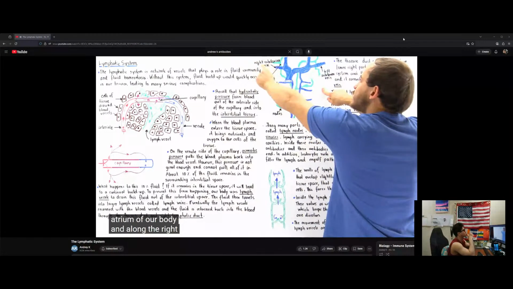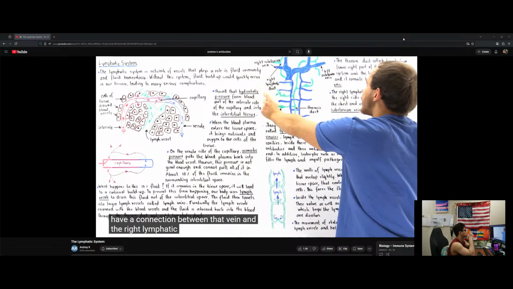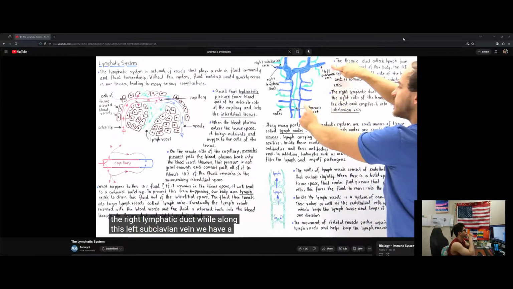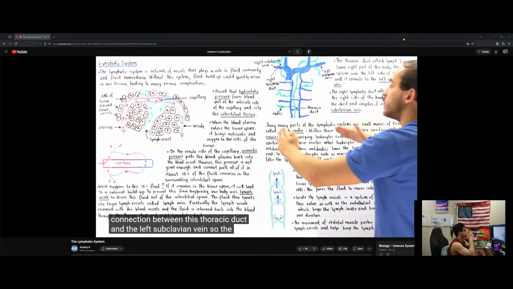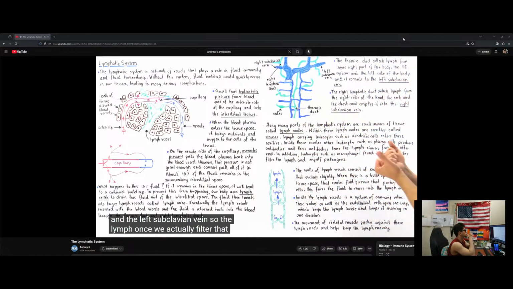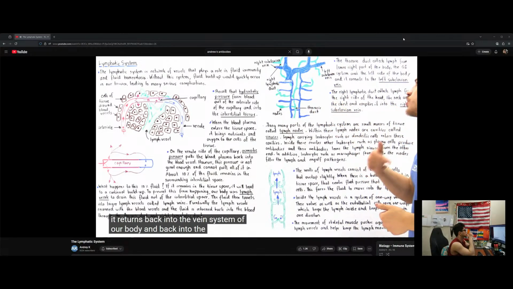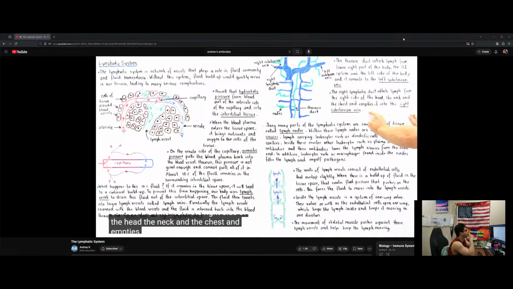And along the right subclavian vein, we have a connection between that vein and the right lymphatic duct, while along this left subclavian vein, we have a connection between this thoracic duct and the left subclavian vein. So the lymph, once we actually filter that lymph, it returns back into the vein system of our body and back into the cardiovascular system. So we see that the right lymphatic duct collects the lymph from the right side of the head, the neck, and the chest, and empties into the right subclavian vein.